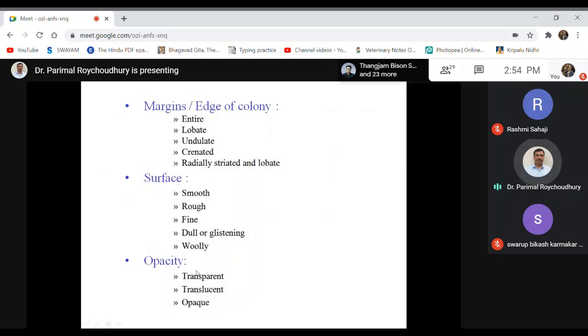Then even the opacity of a bacterial colony: if the light passes through it, we call it transparent. Where the light does not pass completely, it is translucent, and there are many colonies which are opaque in nature. So these are also the colony characteristics. From the beginning, we talk about the size of the colony, the shape, the elevation, the surface contour, the margin, and the opacity. These are different colony characteristics.